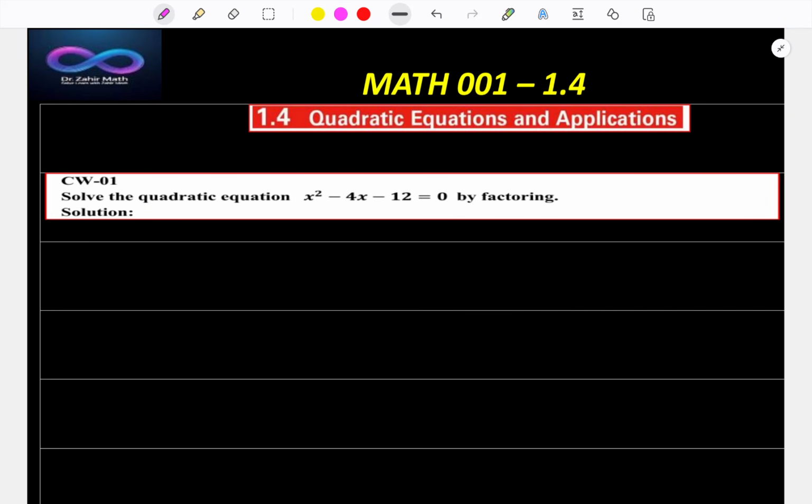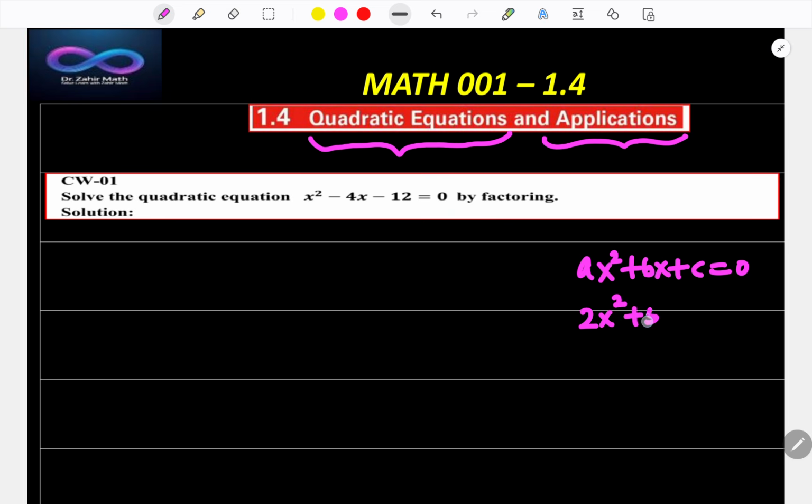In this video, we are going to study exercise 1.4, Math 001 course. What is 1.4? Quadratic equations and its applications. What do you mean by quadratic equations? Quadratic equations, you know very well, ax square plus bx plus c equal to 0, or you can say simply 2x square plus 5x plus 3 equal to 0. The degree is 2, that means the highest power in the equation is 2. You can remember like that.